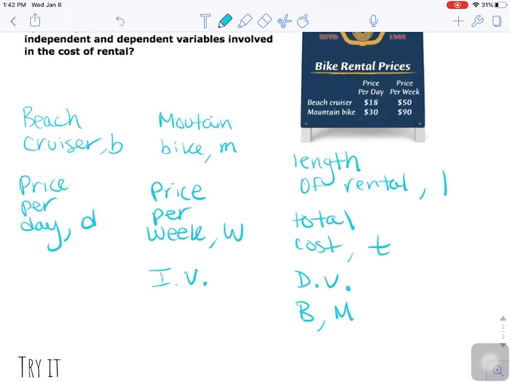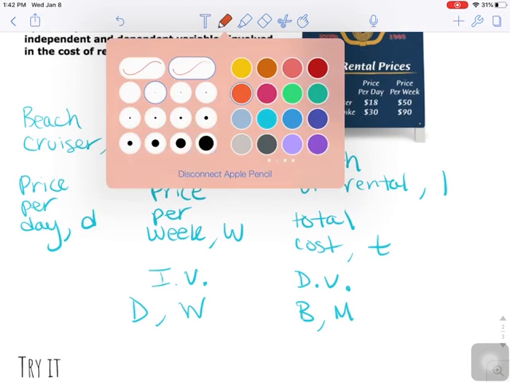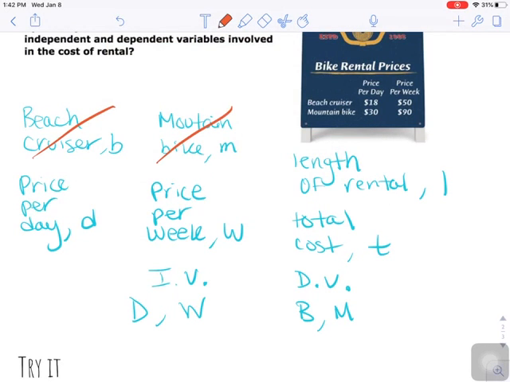So when you're going to say which bike do I want to rent, you're going to think about which one is more expensive or which one's cheaper. So your choice on choosing a bike depends on the price per day or per week. And so that means that price is an independent variable. So the price per day and the price per week are both independent variables because they affect your decision to rent which bike, either the mountain bike or the beach cruiser. So we did both of the bikes. We said both of these are dependent variables and our price is our independent variable.